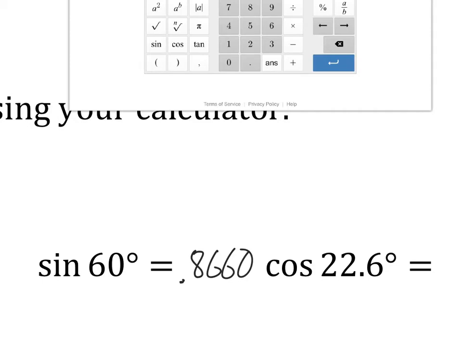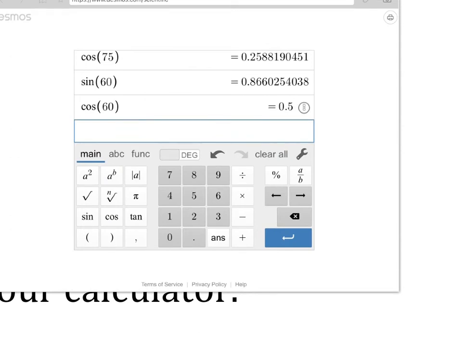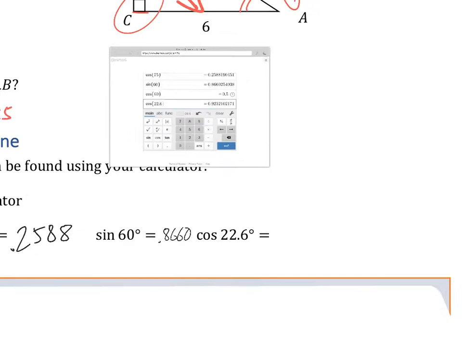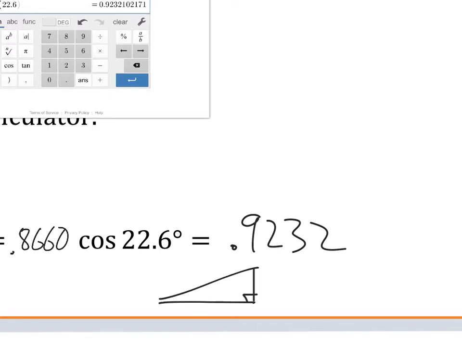Now, we're going to need this one in the future, looking ahead, cosine of 22.6. Let's try that again, 22.6, 0.9232. So that's telling us that if we have a 22.6-degree angle like that roof we're going to look at, then the adjacent is 92% of the hypotenuse. All right, so that's going to be useful to us.